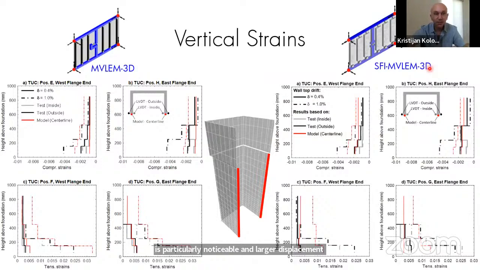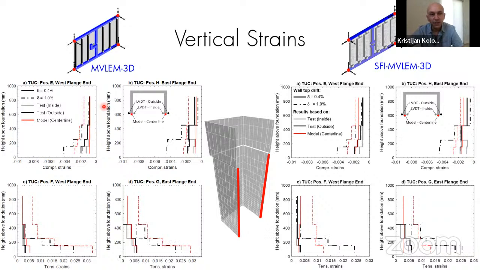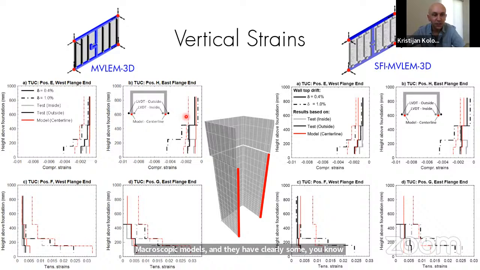Here we're looking at the strain predictions using these two models. Strains are difficult to predict. If any of the participants here today have worked in modeling of reinforced concrete elements, you would probably know that getting strains accurately in concrete is not a trivial task. So overall, we're quite happy with these results, given the fact that these are macroscopic models and they clearly have some limitations, but overall they are, I would say, reasonably well predicted.